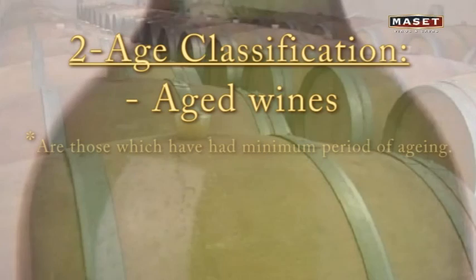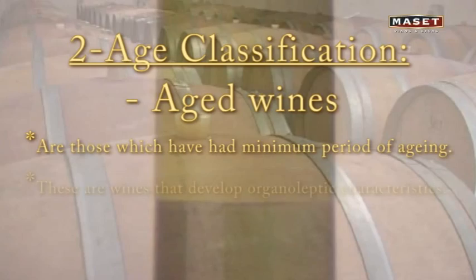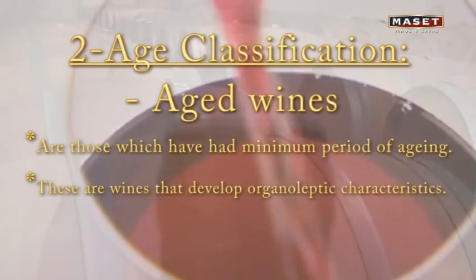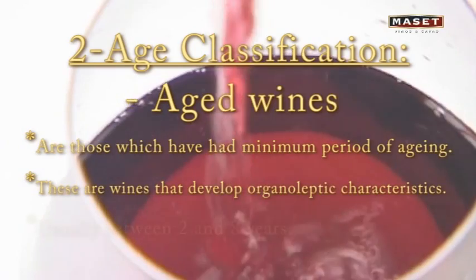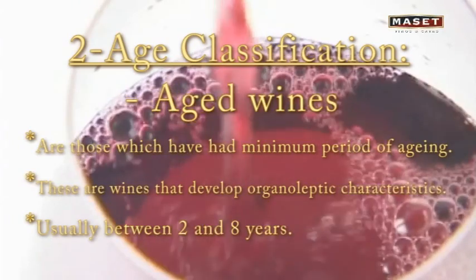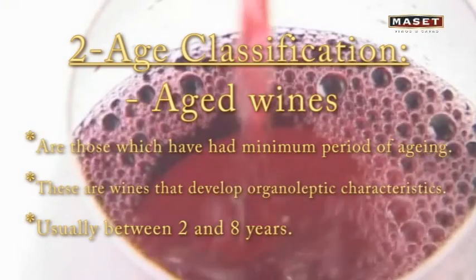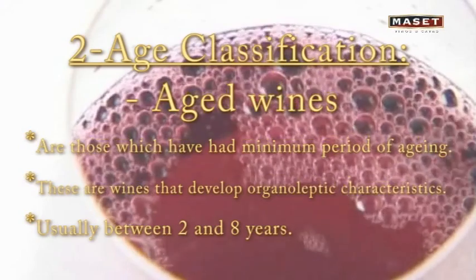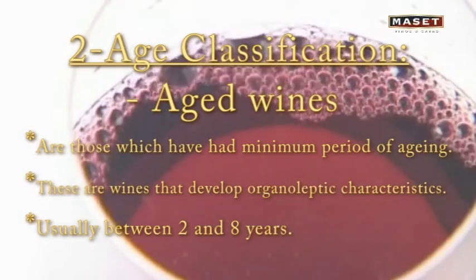Aged wines are those which have had a minimum period of aging in wooden barrels and in the bottle. These are wines that develop, in addition to the varietal characteristics that they possess, other organoleptic characteristics that they have thanks to the aging period. The ideal consumption time varies depending on several factors, but is generally a far longer period than the young wines, usually between 2 and 8 years, although some can age for up to 20. The vintage wines are mostly red wines, although some are white, and very rarely indeed some are rosé.